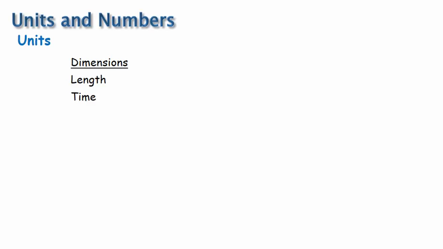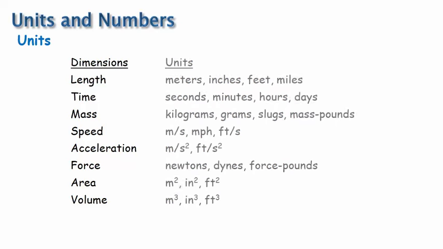Other common dimensions are things like mass, speed, acceleration, force, area, and volume. And here are some common units for each of these dimensions. Most of these units you're familiar with, but there are some less common ones, like a slug, which is a unit of mass, or a dyne, which is a unit of force. Also notice that there are actually two applications for pounds, a mass pound and a force pound. Usually, when we say pounds, we're referring to mass pounds.